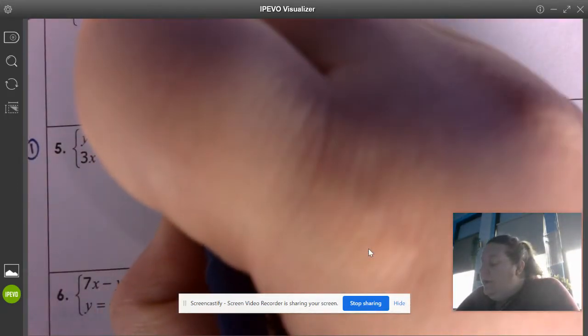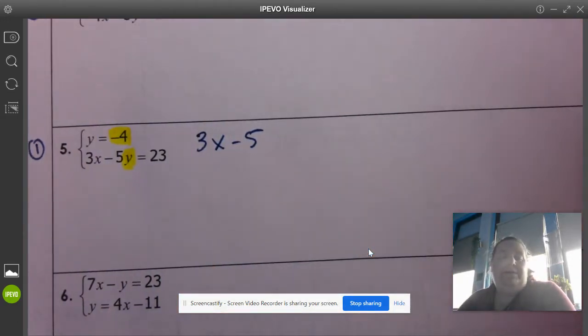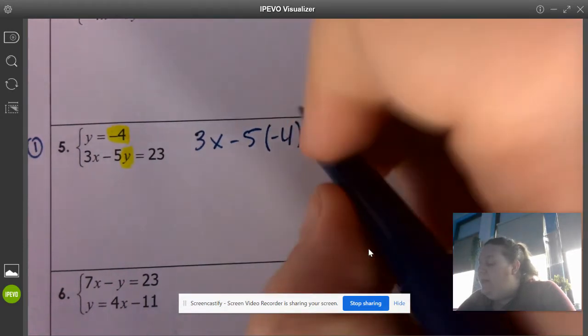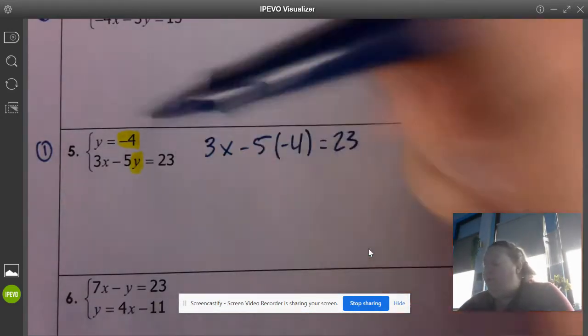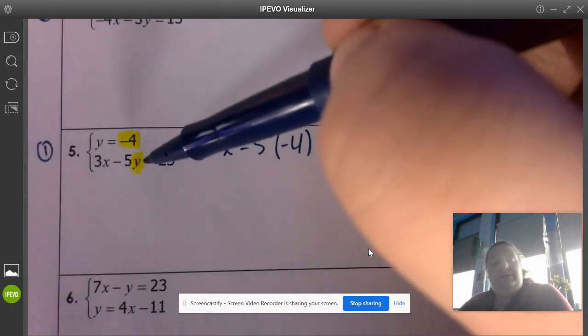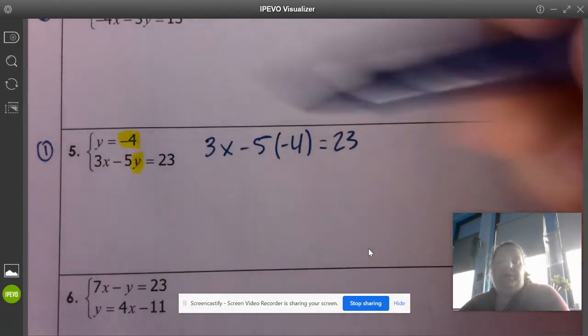So I'm going to come over here. I have 3x minus 5, and now this is saying to do 5 times y. So we're going to do 5 times -4, and then equals 23. Once again, we already know the value of y. It's -4. So I'm just substituting it into this next equation in order to solve for my second variable, x.